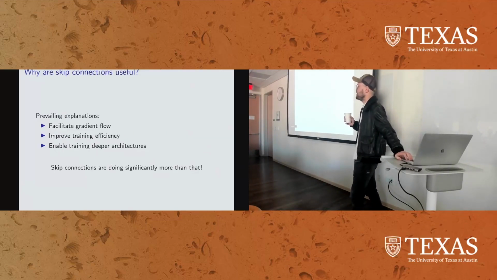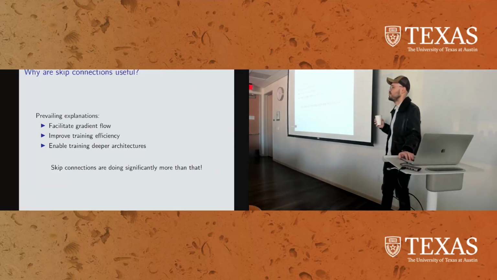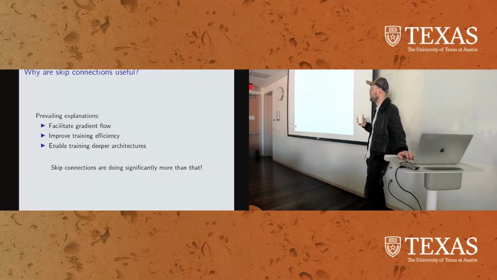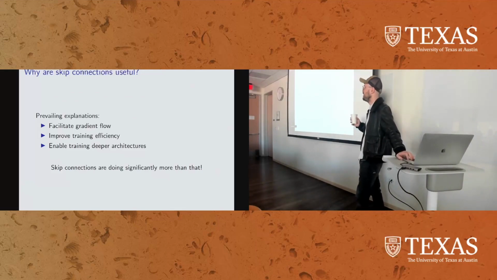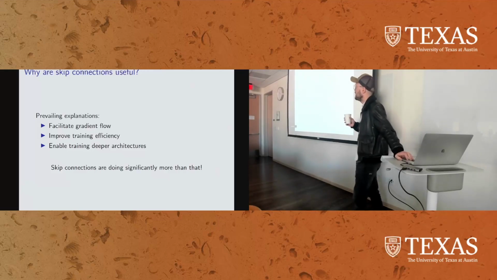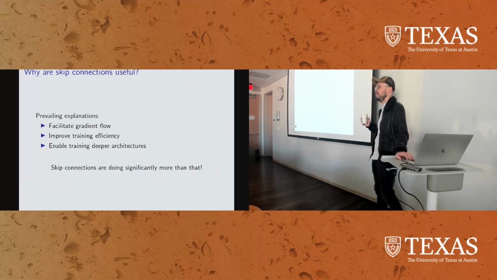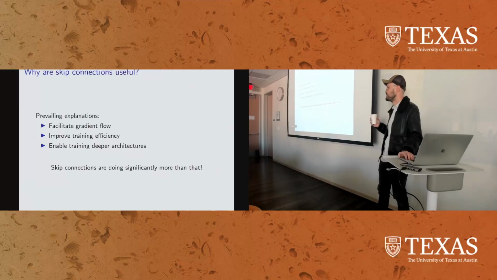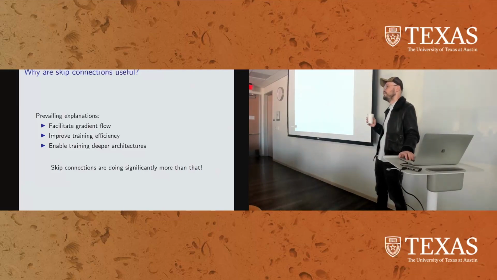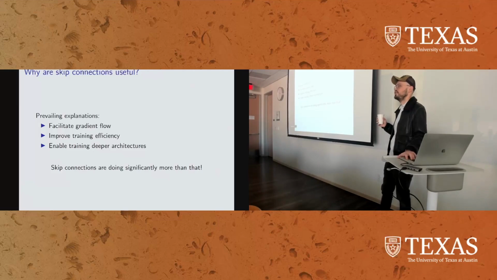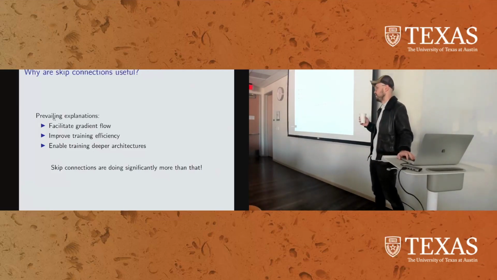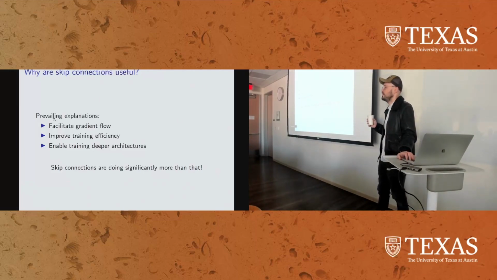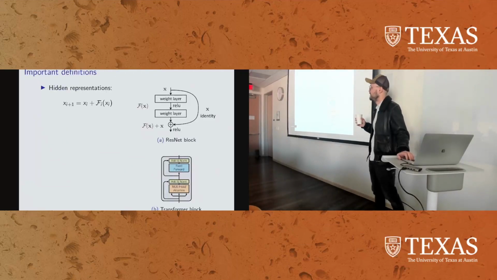And so the question is, why are skip connections so useful? The prevailing explanations that researchers usually provide is that they facilitate gradient flow, which means that you're able to backpropagate the loss better to earlier layers, that they improve the training efficiency, they allow you to train deeper architectures, and so forth. The point of this talk is to say that skip connections are actually doing much more than just that. In order to explain why, I need to introduce certain definitions.